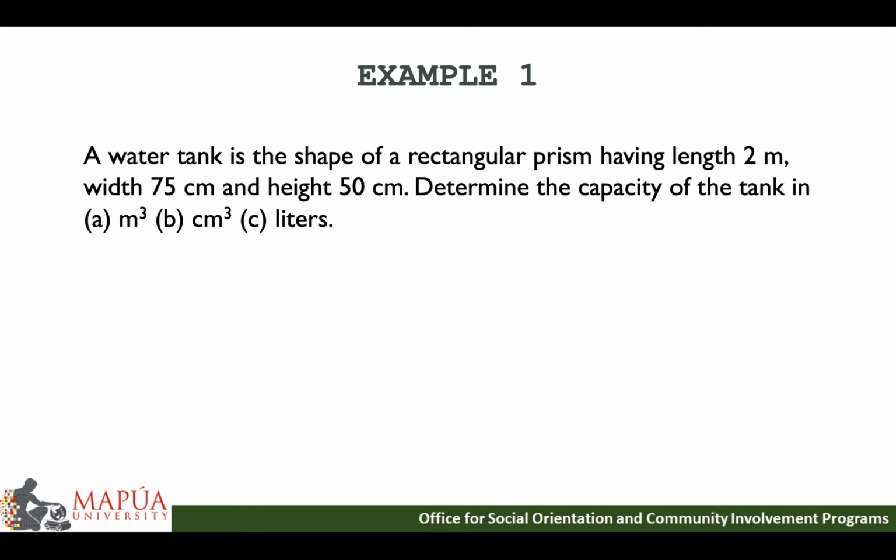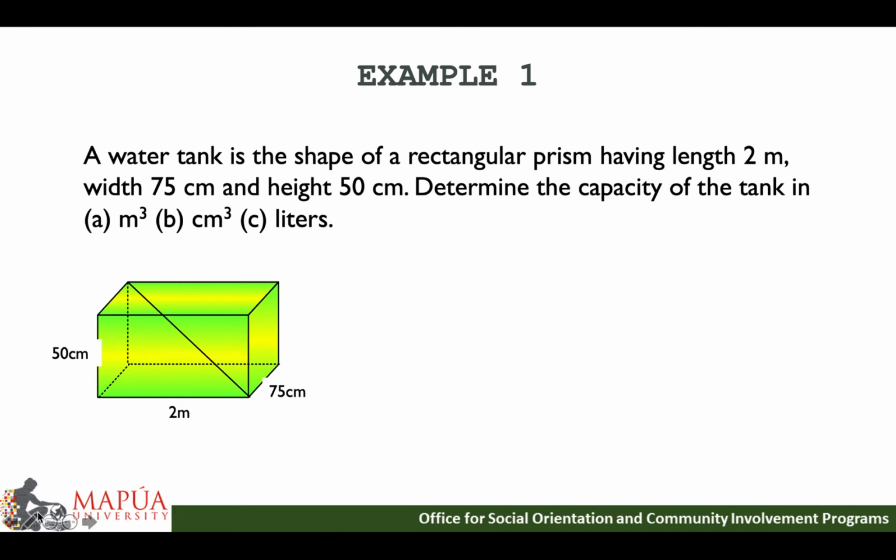volumes of solid figures. A water tank is the shape of a rectangular prism having a length of 2 meters, width 75 centimeters, and height 50 centimeters. Determine the capacity of the tank in cubic meters, cubic centimeters, and liters.